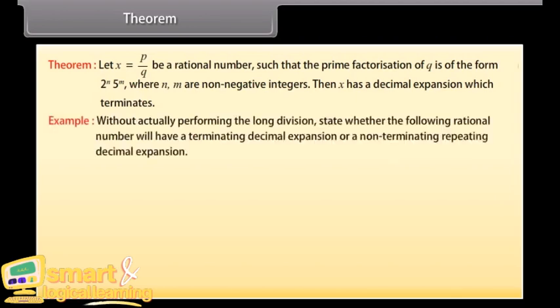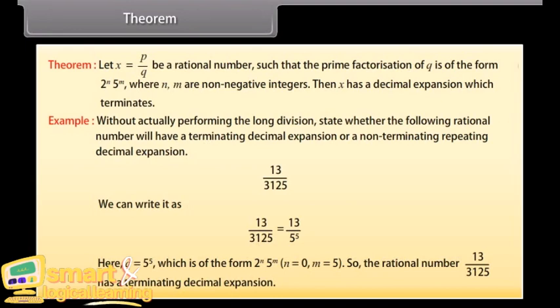Let us solve an example. Without actually performing the long division, state whether the following rational number will have a terminating decimal expansion or a non-terminating repeating decimal expansion: 13 upon 3125. We can write 13 upon 3125 as 13 upon 5 raised to the power 5. Here q is 5 raised to the power 5, which is of the form 2 raised to the power n, 5 raised to the power m, with n equal to 0 and m equal to 5. So the rational number 13 upon 3125 has a terminating decimal expansion.